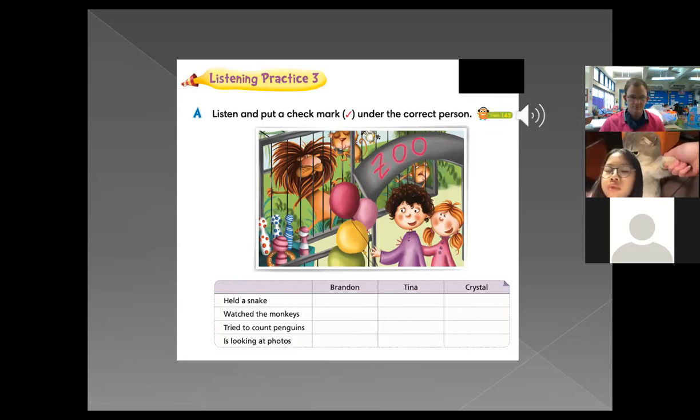Listen and put a check mark under the correct person. Check out my photos from the zoo, Crystal. Here I am holding a snake. How was that, Brandon? It was very scary. This is Tina watching the monkeys climbing trees. We were very close to them. What's this last photo? Tina and I tried to win a contest, but we lost. We had to count the penguins. It was difficult because there were so many of them.